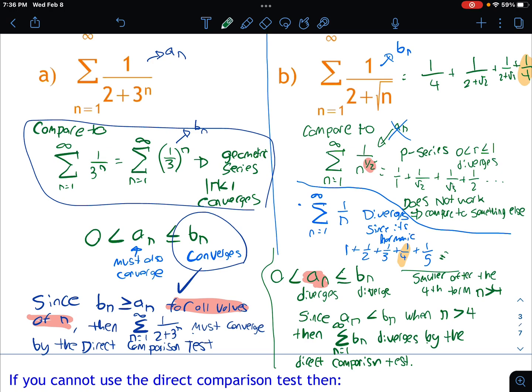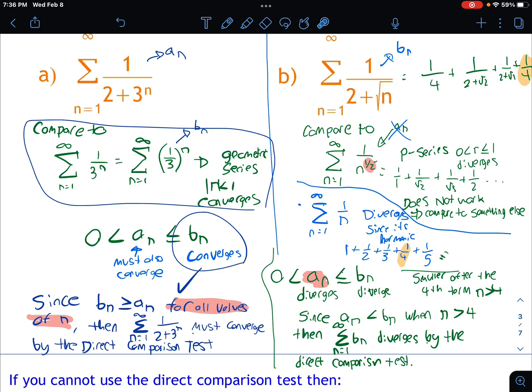All right, so this is quite a bit to process. This idea, once again, you have to map it out. And these two things right here are the basic ideas of the comparison test. There's not much more to it. We're just trying to follow that pattern.